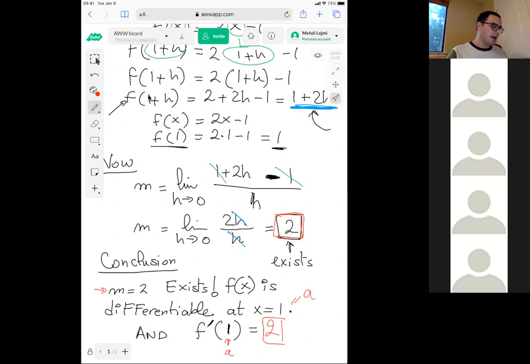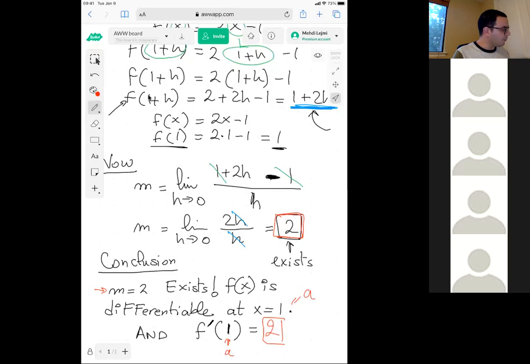And again, guys, one of the interpretations, you're going to see more interpretations later, is that this number m is supposed to be the slope of the tangent line, and that's actually the derivative. So f prime of 1 here is equal to 2.